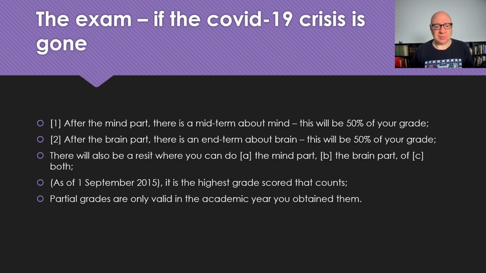Partial grades, mind you, are only valid in the academic year you obtained them. So you can't take the grade of the mind part if you pass there to the next year if you didn't pass the brain part. So the grades compensate. If you have a 10 for the mind part and a 2 for the brain part, then you have 12 in total, divided by 2 is a 6, right? So that is how the grade is calculated. So you don't necessarily need to pass both with a 6 or higher. You need to pass the course.